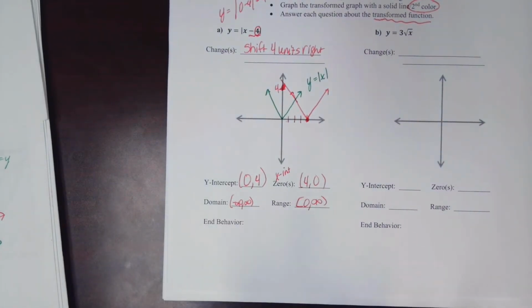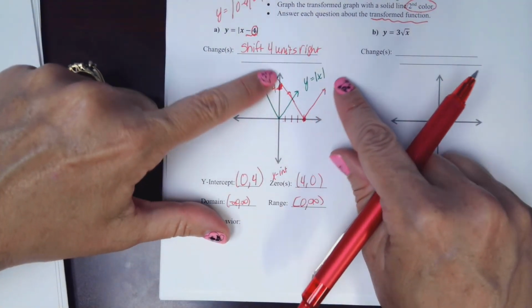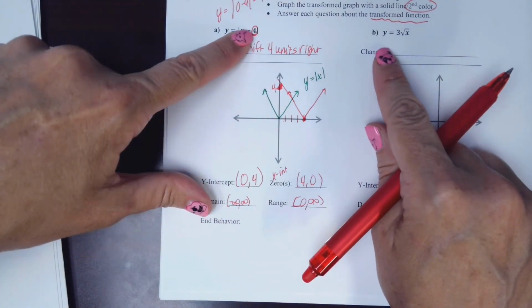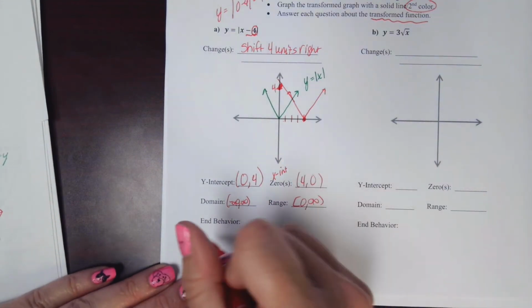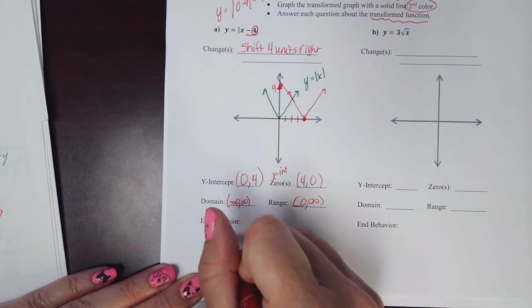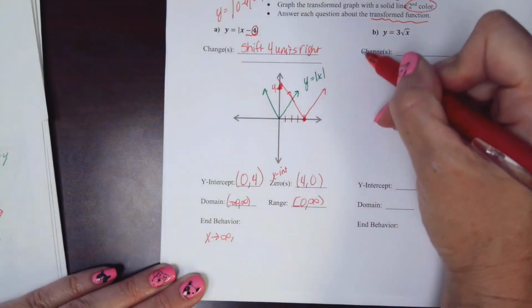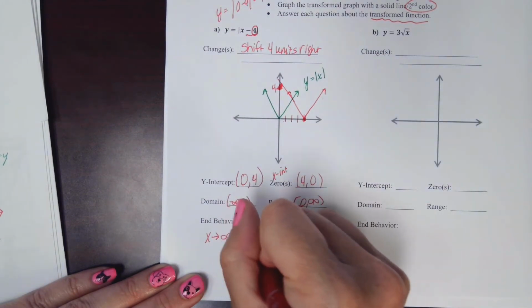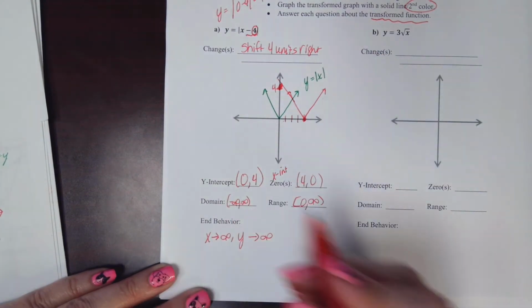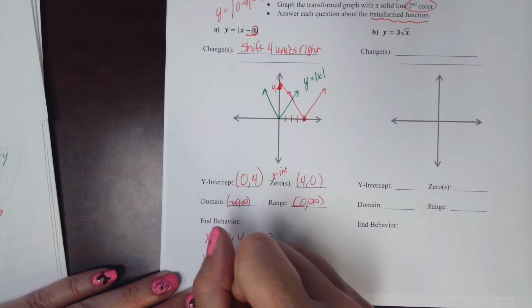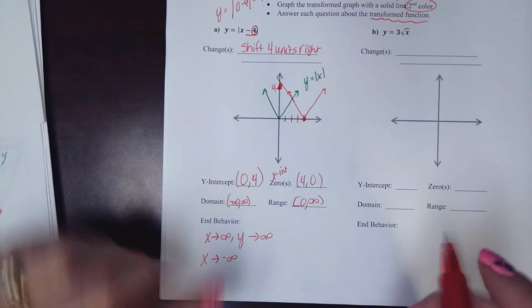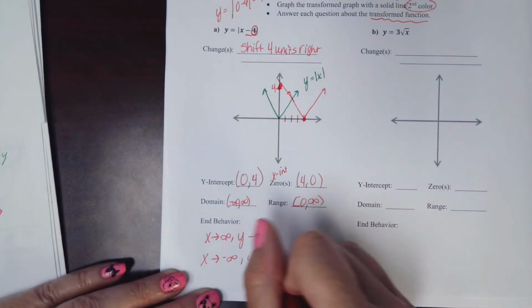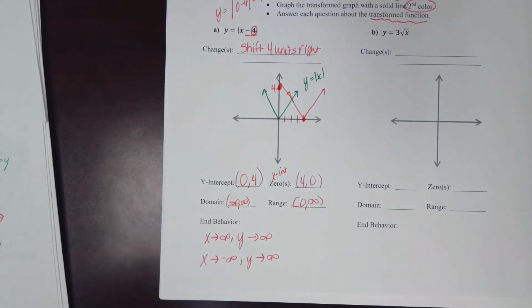End behavior: what happens as I go on forever with x to positive infinity or negative infinity? Well, as x approaches positive infinity, y values are going up. Y approaches positive infinity. As x approaches negative infinity, as I move back to the left, y is still going up to positive infinity. That's my end behavior.